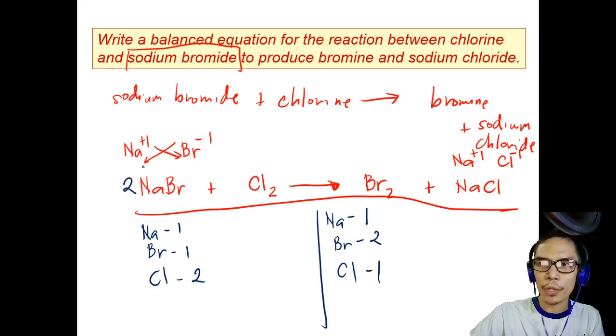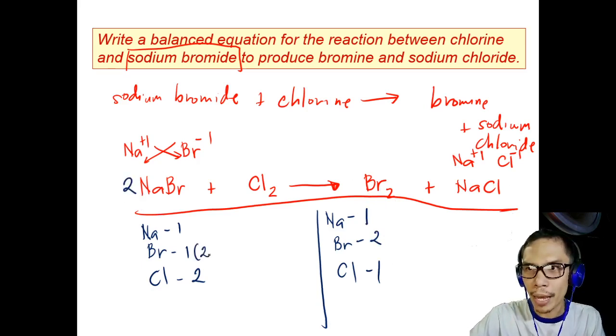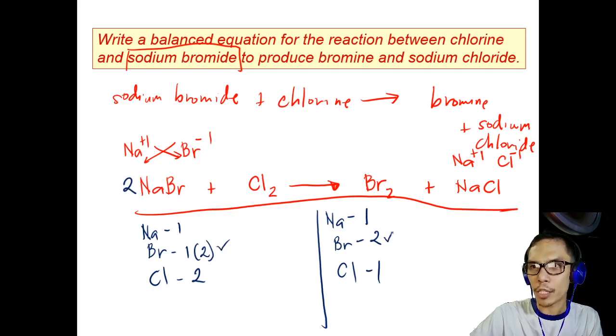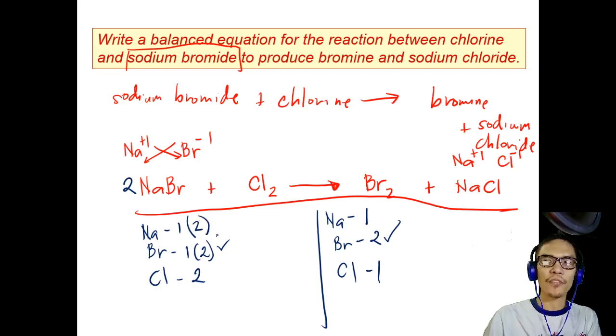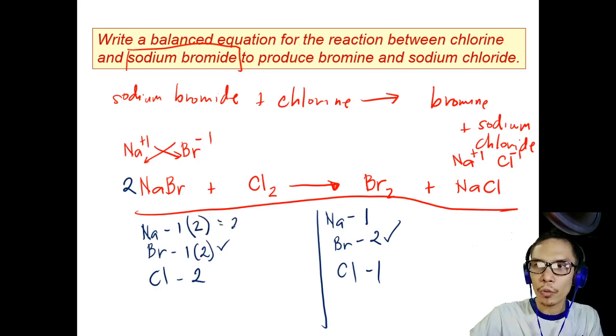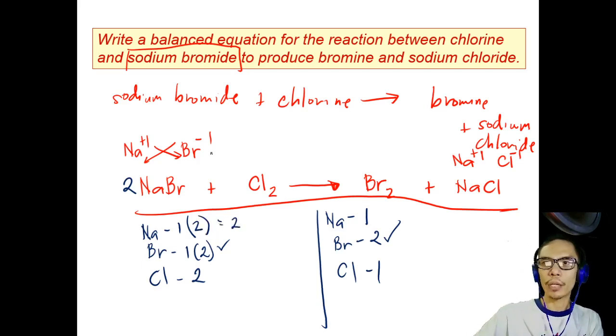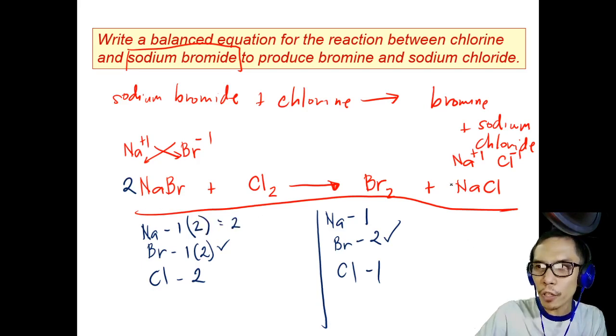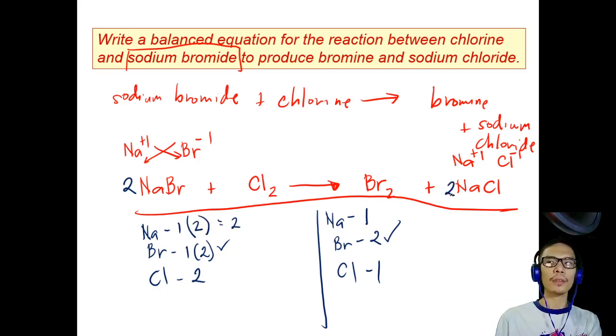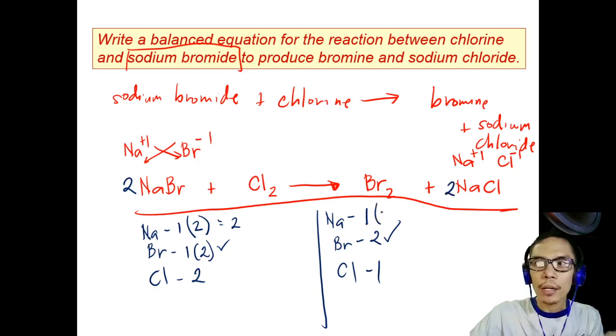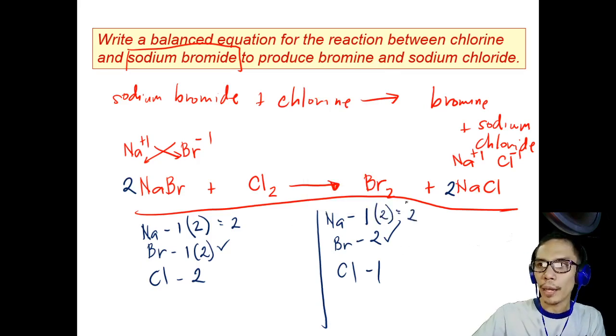Since the Br here has 2, let's put a 2 here. Definitely it will balance the bromine, but it affects the sodium. So we have 2 over there. Now we also put 2 on the other side, which changes the number of sodium atoms on the product side. So we have 2 sodium.